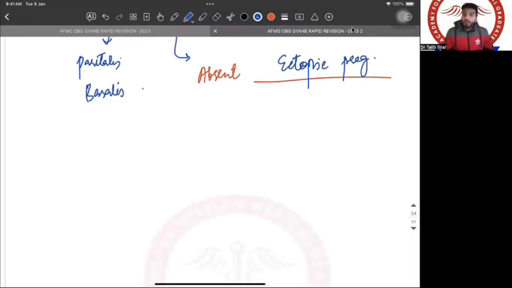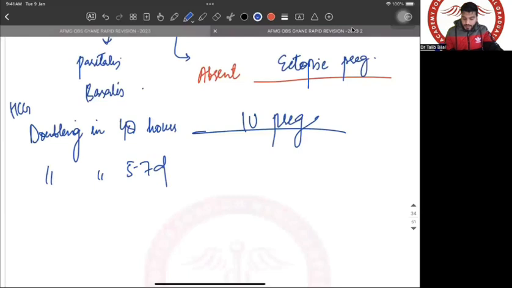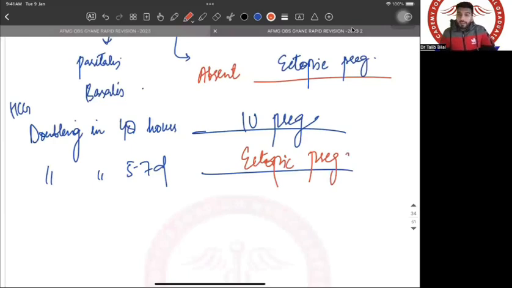Then, guys, remember one more thing. If beta HCG levels are doubling in 48 hours, that means intrauterine pregnancy. Doubling in 5 to 7 days, that is ectopic pregnancy. That means prolonged doubling time, and prolonged doubling time is a diagnosis of ectopic pregnancy.